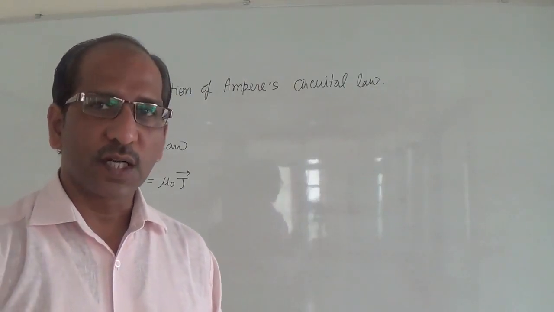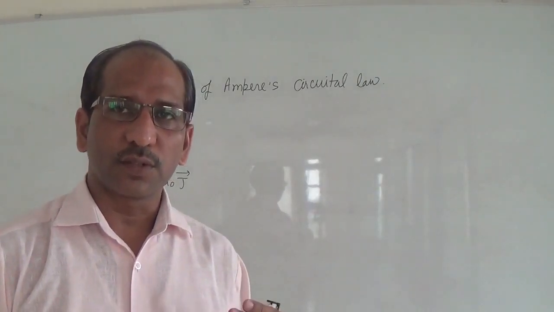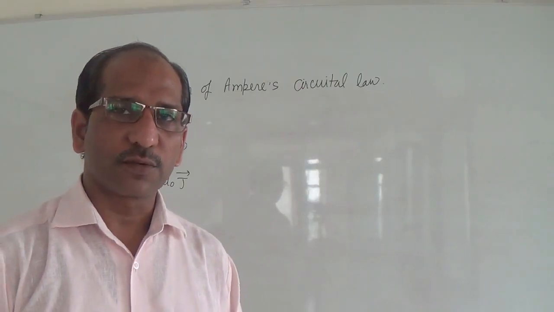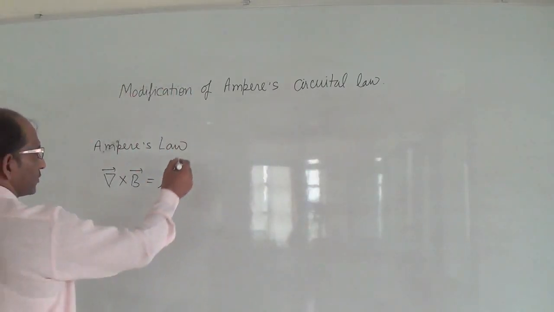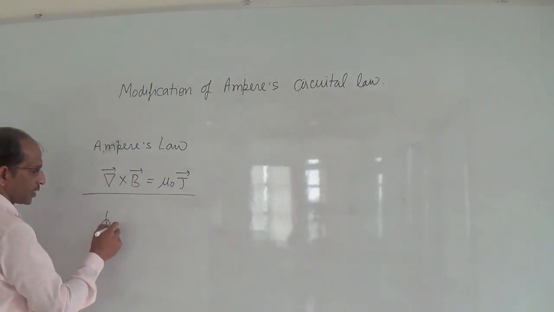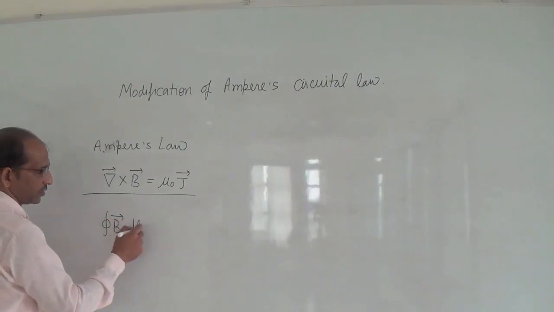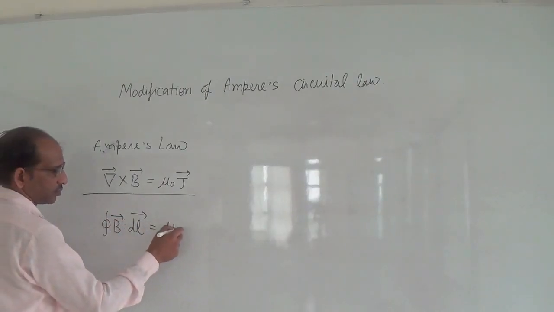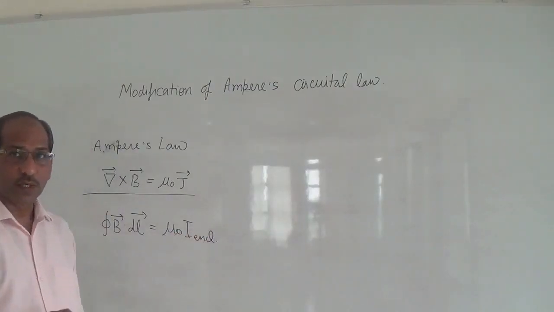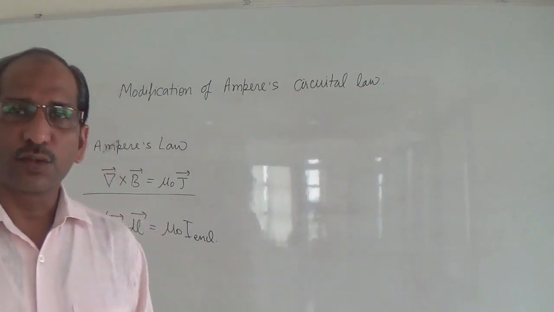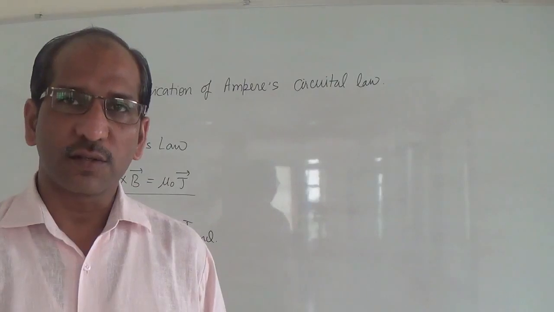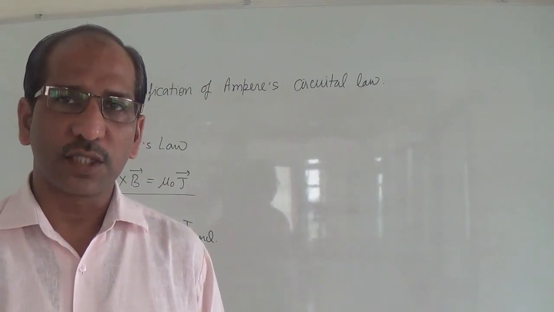If I have to derive Ampere's law from integral form to differential form, the integral form of Ampere's law is the closed path integral of B dot dl is equal to mu naught times the current which is enclosed by the current loop. So in the first section I am just deriving this Ampere's law in terms of the differential form.